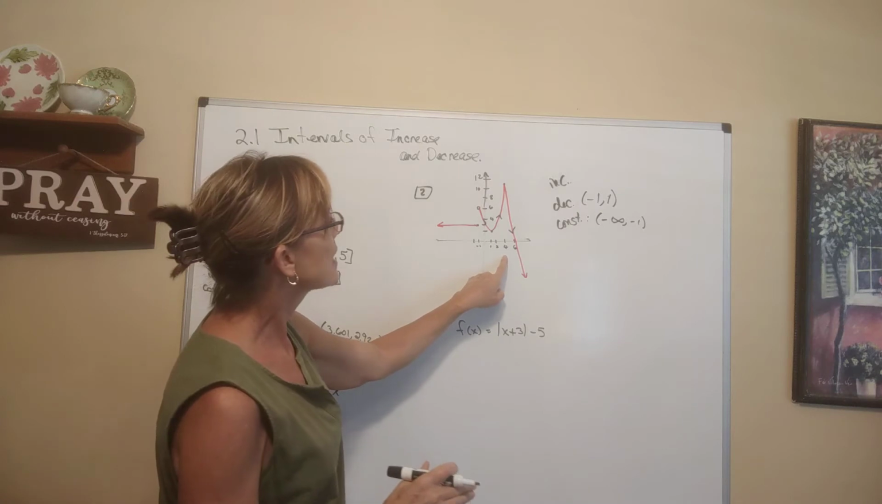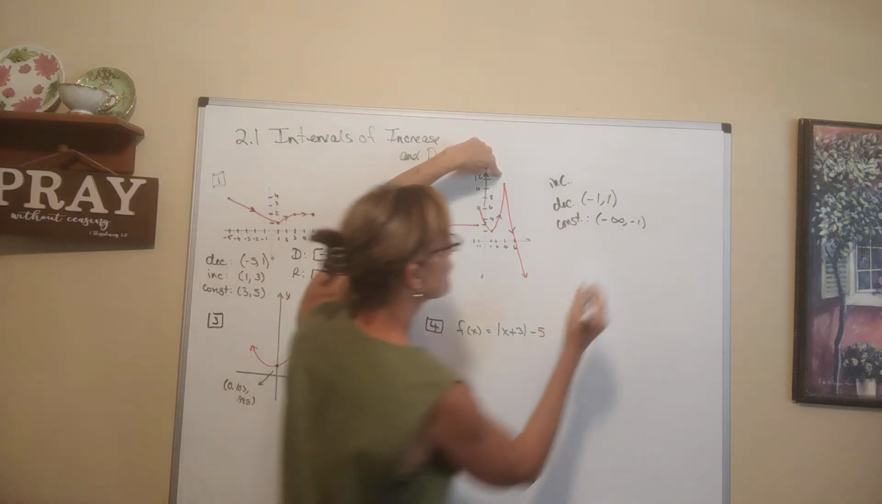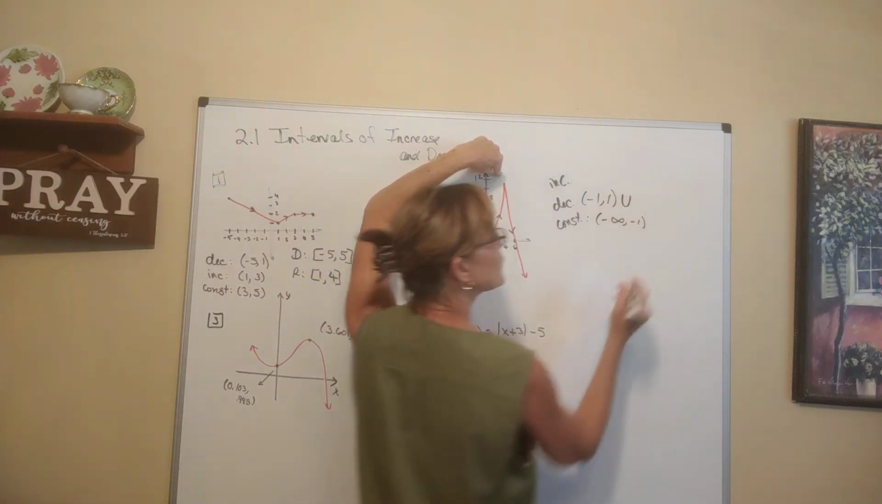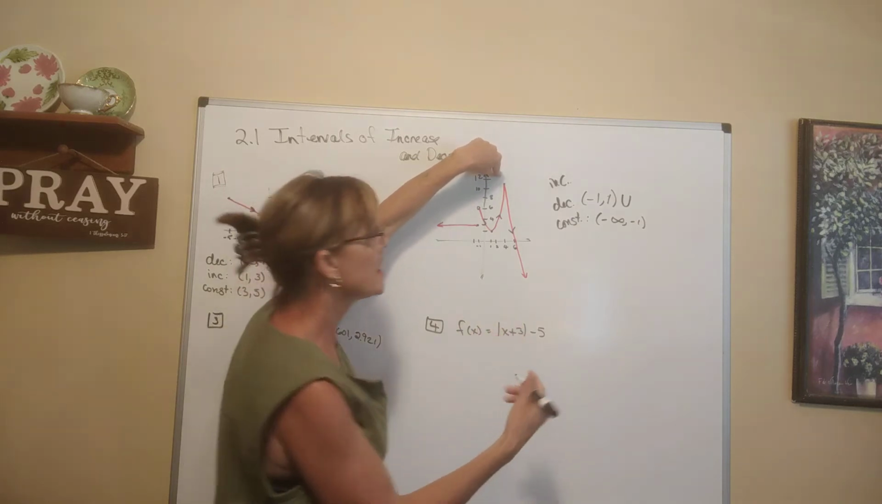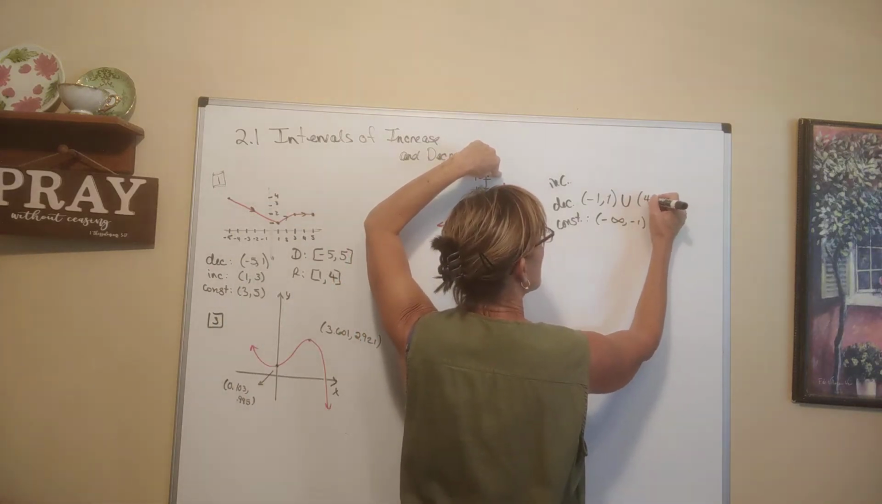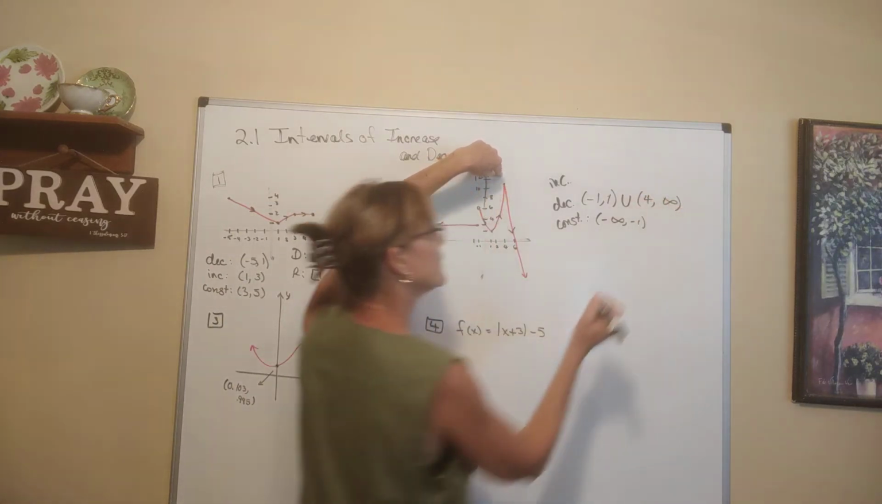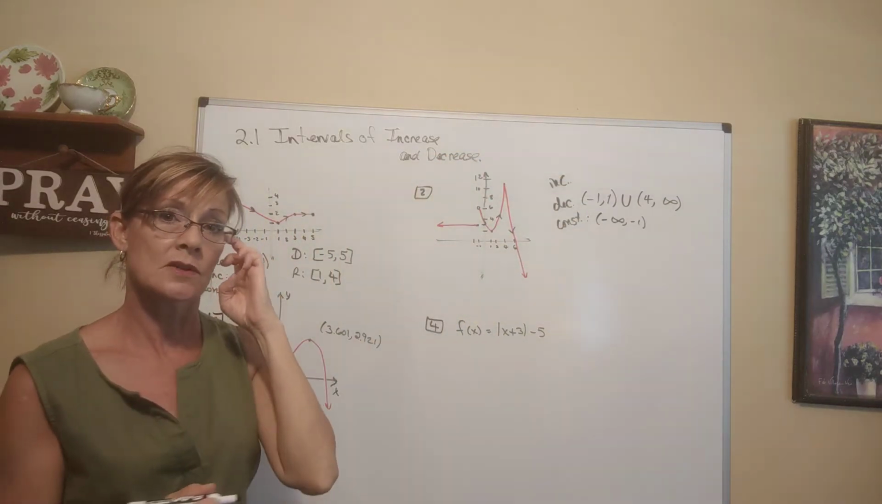What x value does that happen at? At x is 4. So we want to say union, which means let's add on to the set from 4 to infinity. That's the decreasing part of this graph.